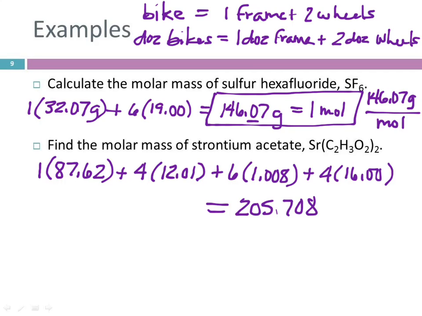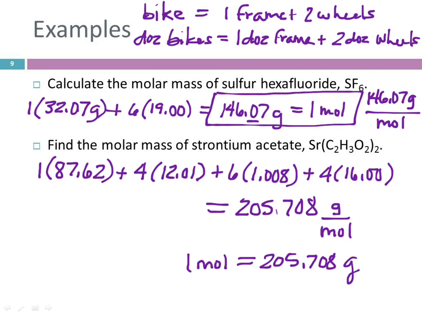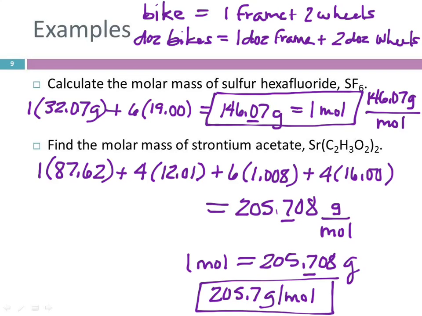And we can give that the unit grams per mole, or we can say that 1 mole of this is equal to 205.708 grams. That means the same thing. Because of the 4 sig figs in each of my starting masses, this would be rounded to 4 significant figures. So if this was your final answer, you would say 205.7 grams per mole is the molar mass. Any questions?